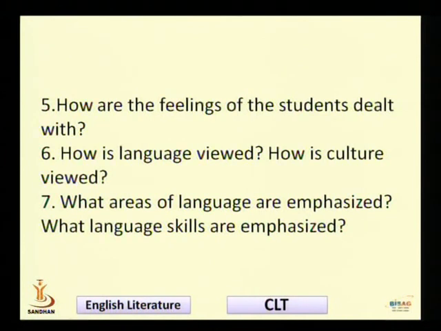As I said, that's what I've been repeating again and again: interactive, encourage and motivate. These are some key words, remember, and that's why I have been repeating these words again and again. Then the next question is, how is language viewed? How is culture viewed?